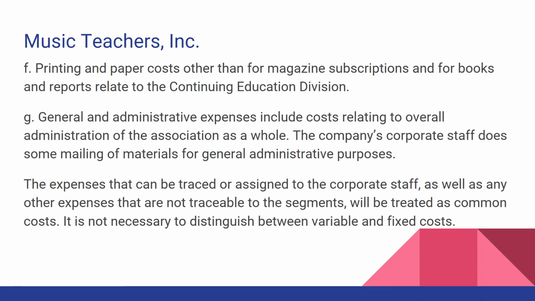Now, data here shows that printing and paper costs, other than for magazine subscriptions and for books and reports, relate to the continuing education division. General and administrative expenses include costs relating to overall administration of the association as a whole. The company's corporate staff does some mailing of the materials for general administrative purposes.